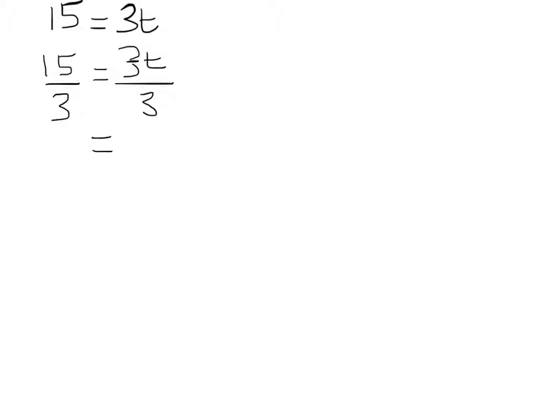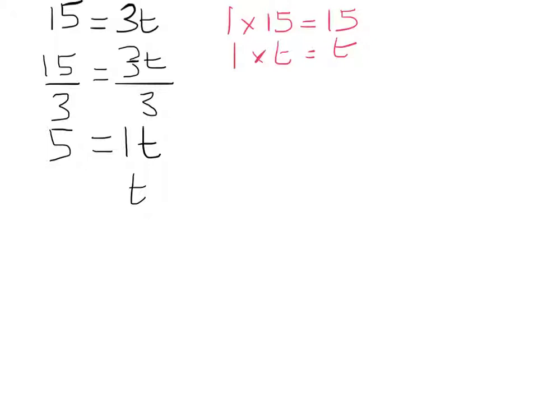3 divided by 3 is 1. So that's 1t. And 15 divided by 3, well, that's 5. Okay, now in maths, remember, if something is times by 1, we don't need to write 1t. We can just write t, because 1 times something is just that something. Like for an example here, 1 times 15, well, that's just 15, isn't it? So 1 times t is just t. Okay? Alright then, so that becomes t is equal to 5.